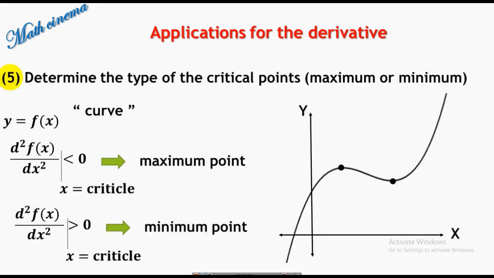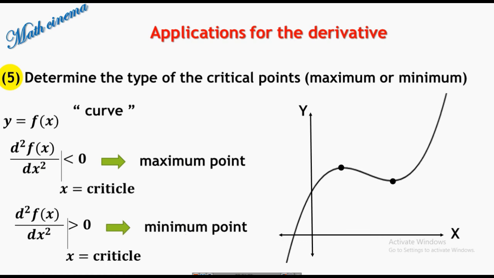The fifth application is determine the type of the critical points. The critical point may be local maximum or local minimum. So to determine whether the critical point is maximum or minimum, we are going to use the second derivative. If the second derivative at the critical point is negative, less than 0, then the point is maximum point. And if the second derivative at the critical point is positive, more than 0, then the point is minimum point.